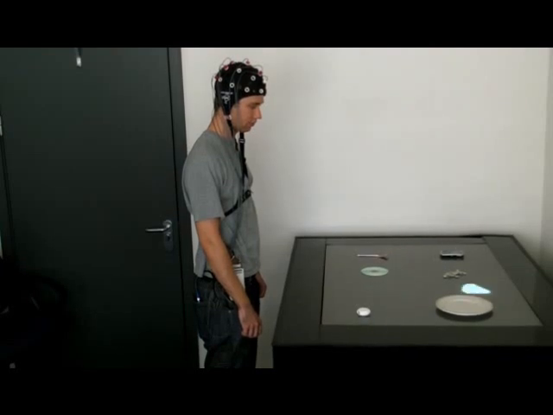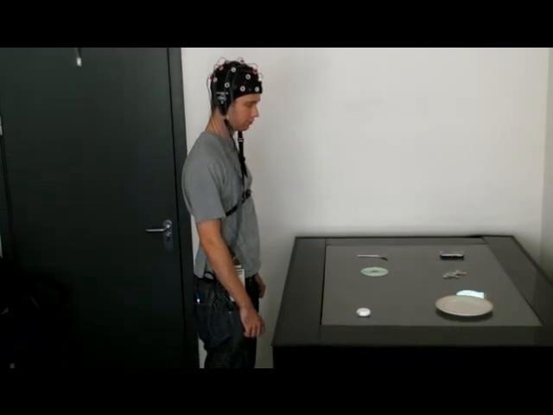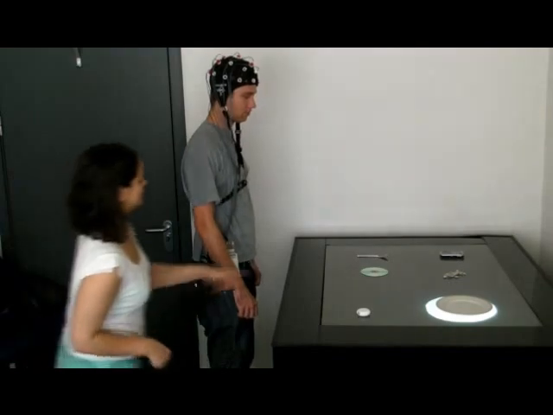We are using a BCI based on the P300 signal. Our work embeds the P300 BCI into an everyday setting where arbitrary objects in arbitrary configurations can be used. The plate has been correctly identified.